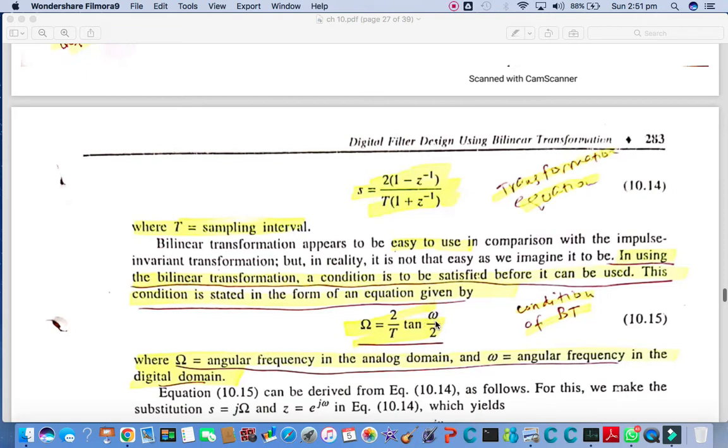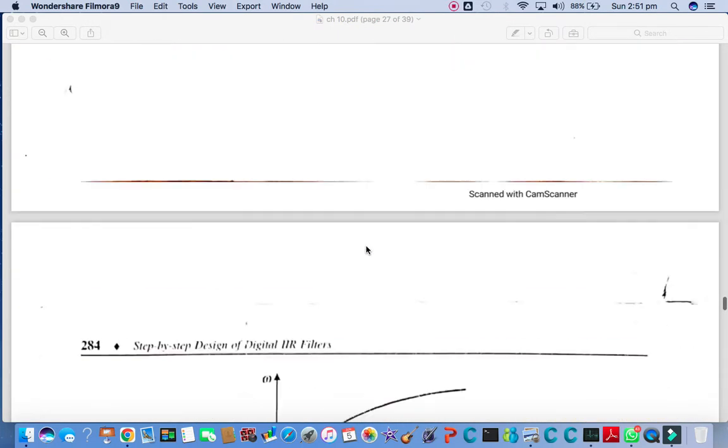and we also have to do some extra process in the previous example, and we have to convert W's into omegas, and we will be using these kind of omegas instead of W's. This is a condition which has to be fulfilled for the bilinear transformation if we have to use that transformation equation. Let's see how we will be doing this.